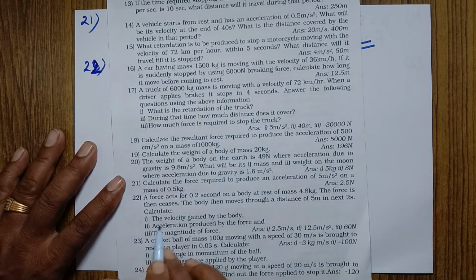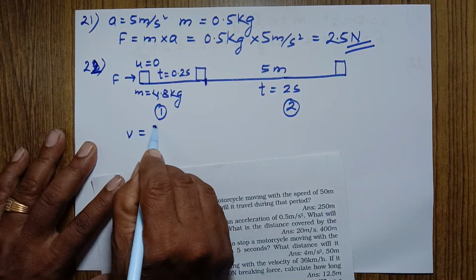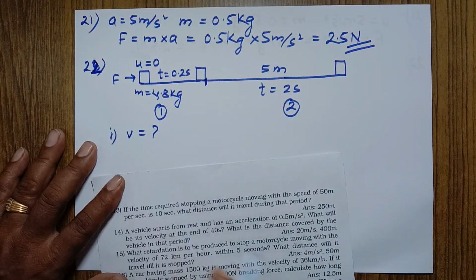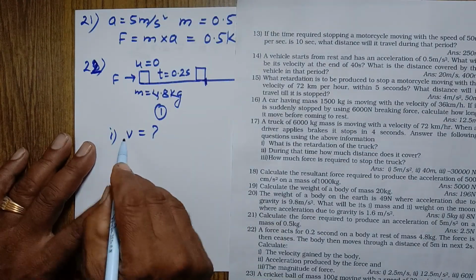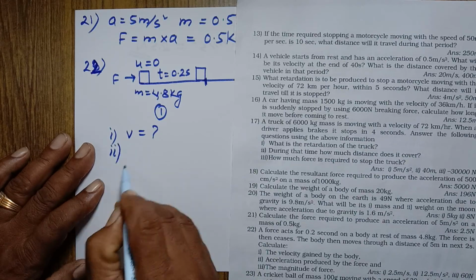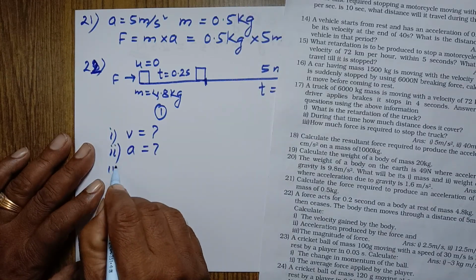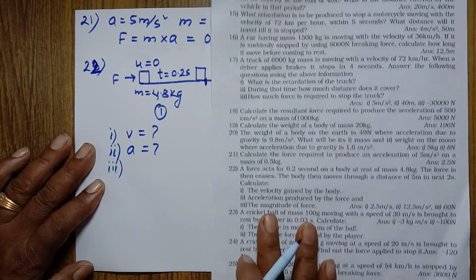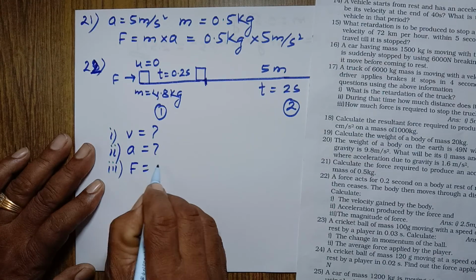Questions number 1, 2, 3. The first question is the velocity gained by the body. How much is the velocity gained by the body? Number 2 is the acceleration produced by the force. How much is the acceleration? And number 3 is the magnitude of the force. It means force is asked in the question.